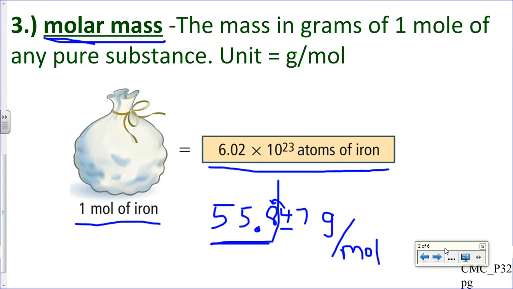So we're going to be doing some calculations later in the week where we're converting between numbers of atoms, mass, and numbers of moles. So you're going to need a scientific calculator that can do powers of 10. Today, we just need a calculator where we can multiply and add.